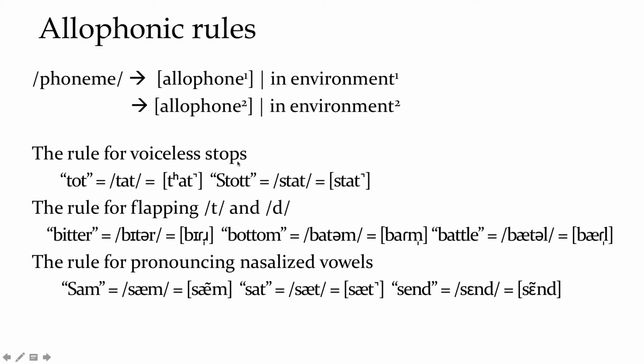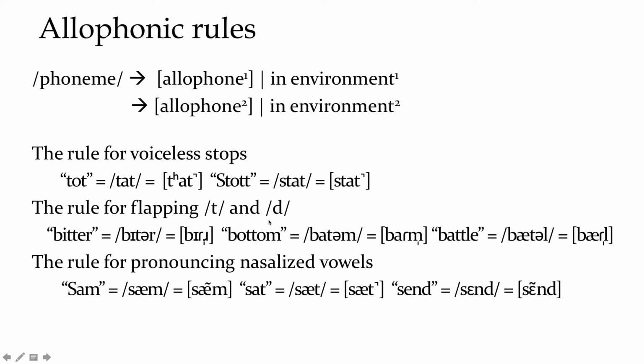So for example, the rule for voiceless stops, in this word tot, it's made of three phonemes, a T category, an A category, and a T category. It would actually get pronounced as tot because in this position, the rule is that the phoneme T gets pronounced as the aspirated one at the beginning of a syllable before a vowel. It gets pronounced as the unreleased one at the end of a syllable. In the word stop, it gets pronounced as unaspirated but released after an S before a vowel, and it gets pronounced as the unreleased one at the end of a syllable. So I could write a clear rule about which environments I would find which allophone in.